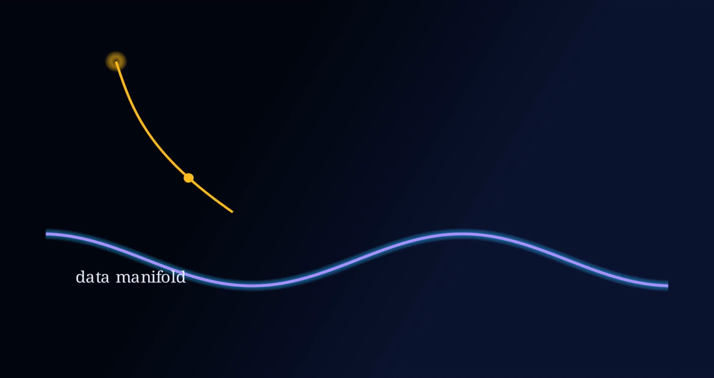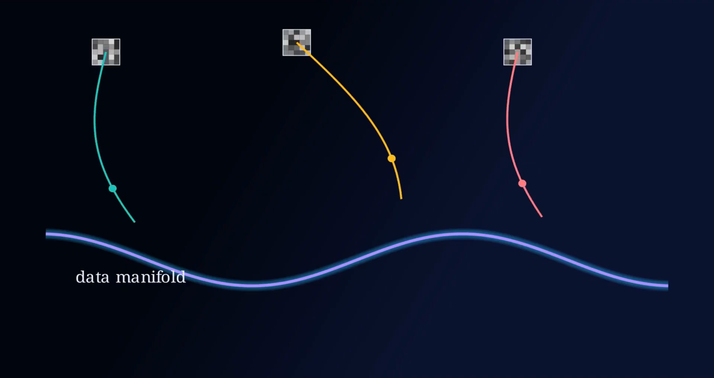50 gentle nudges trace a smooth route from the wasteland of static all the way onto the surface of believable images. And because we started from random static and injected little bits of randomness along the way, we don't land at the same spot every time. Different starting noise curves toward a different real image. That's where the endless variety of generated images comes from.